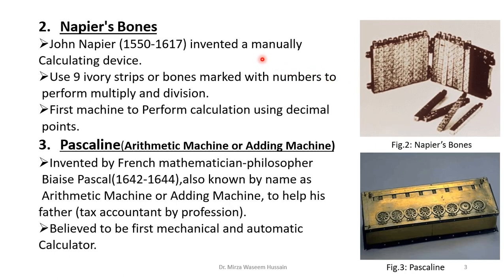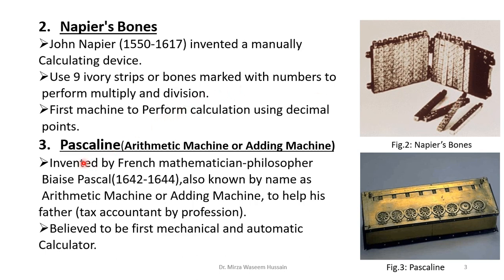Moving to Napier's bones, it was John Napier who invented this manual calculating device. It consists of nine ivory rods or bones marked with numbers to perform multiplication or division, and this was the first device that could perform calculations on decimal points. These are the ivory rods, or bones, marked with numbers.